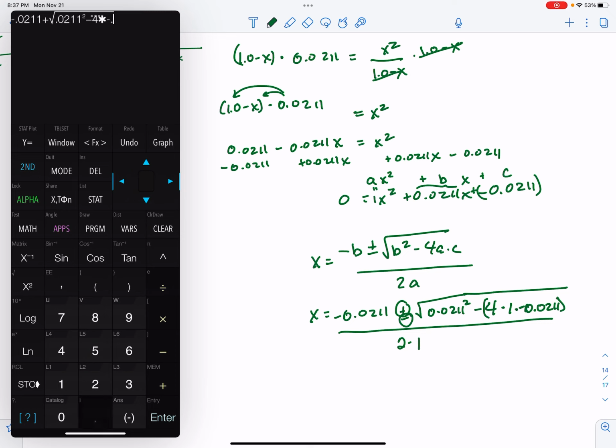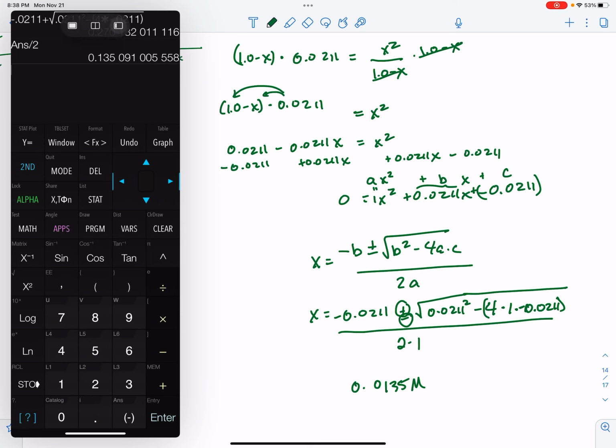Negative 0.0211. And just so you can see that as being grouped, we're going to do it like that. Insert 4 times that number, and there's a 1, it's understood. And then it's this whole entire thing divided by 2. It's 2a, but divided by 2. And so that equation is going to end up giving me 0.135 molarity.